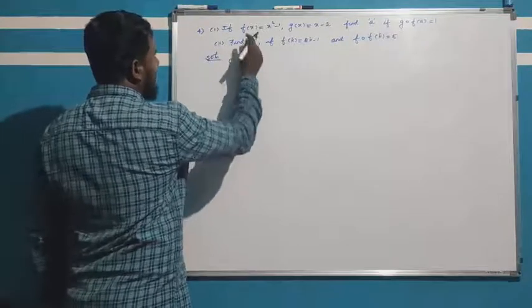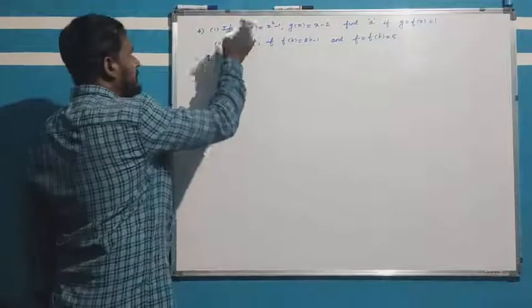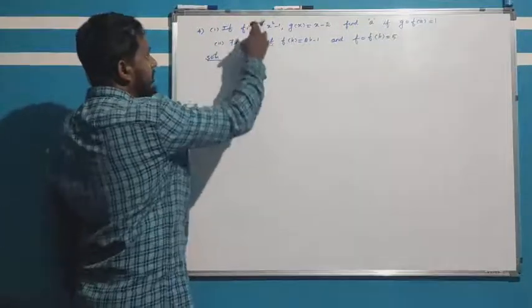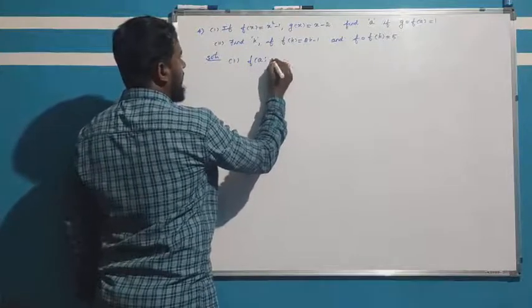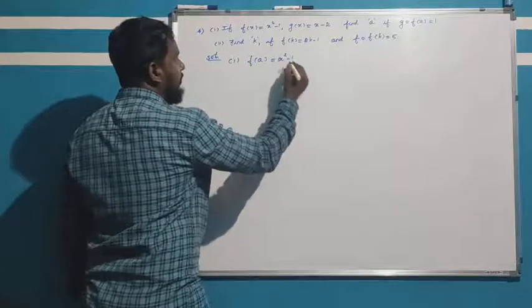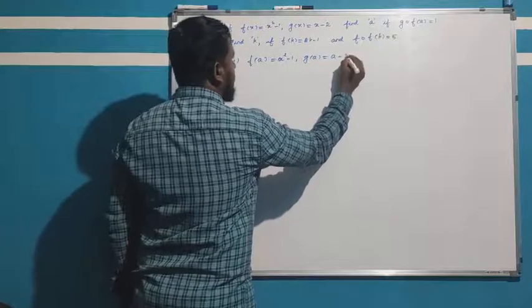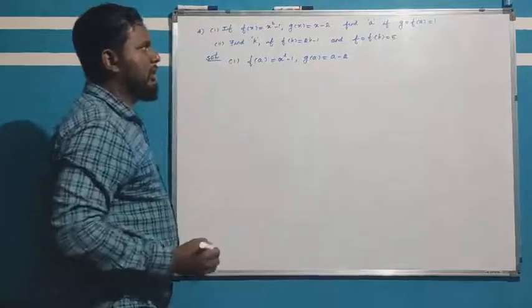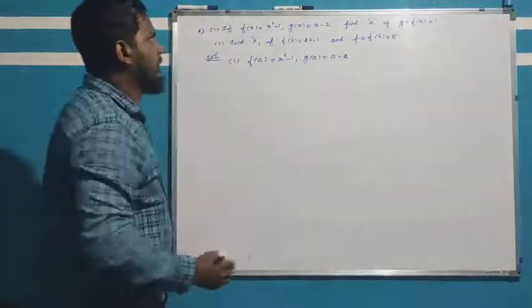First condition, f of x. Here we have to find a, so we can convert the variable to a. Then f of x means f of a. f of a equals a square minus 1. Then g of a equals a minus 2. Okay, so then you have to find the value of a.